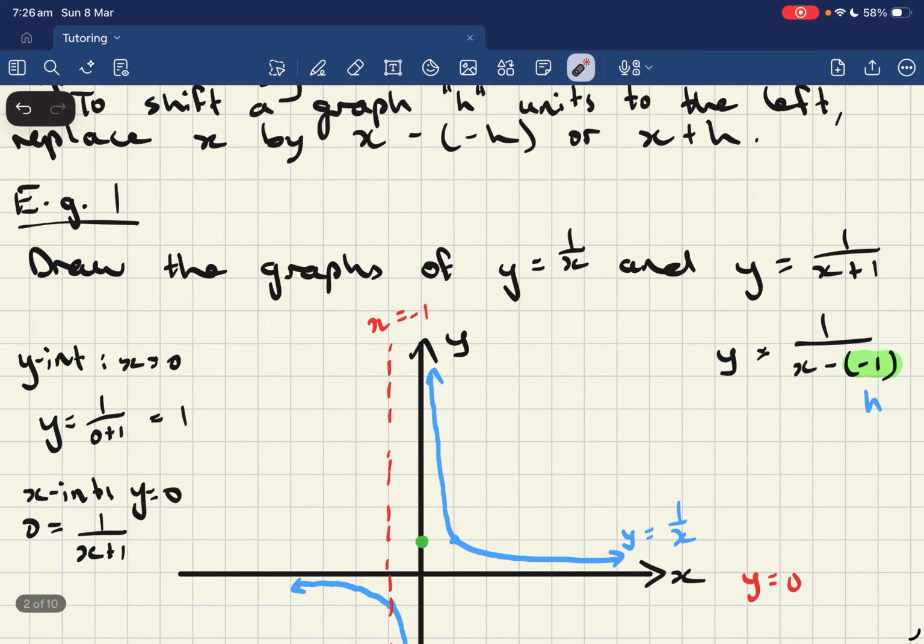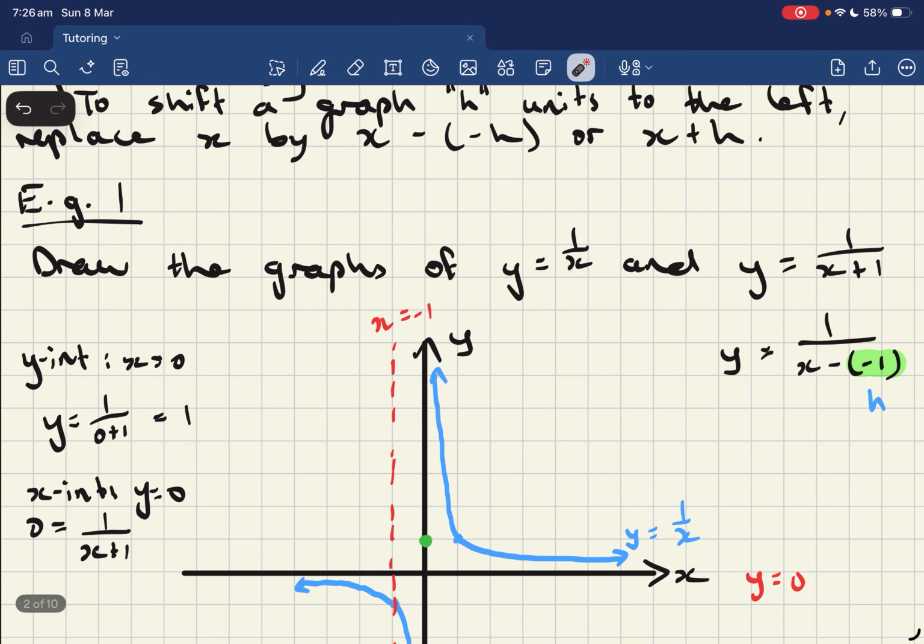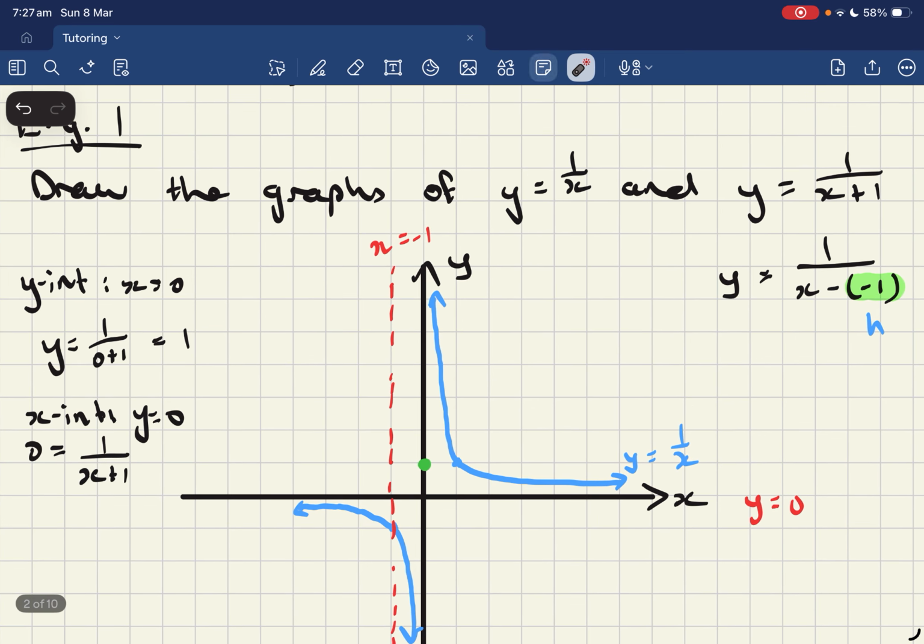Now, if I look at this equation here of my function, I can replace x plus 1 as x minus negative 1, where negative 1 is my h. So this is going to be a horizontal translation 1 unit to the left. So you can see I've drawn in what my new asymptote will become. So my new vertical asymptote, instead of being x equals 0, I'm going 1 unit to the left in the x direction. So I have my new asymptote here.